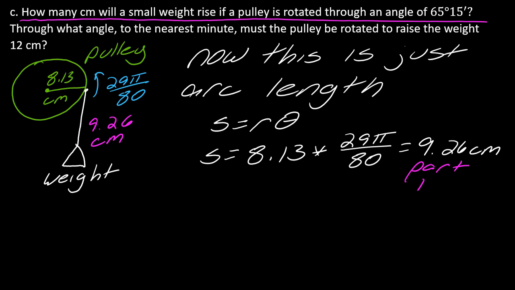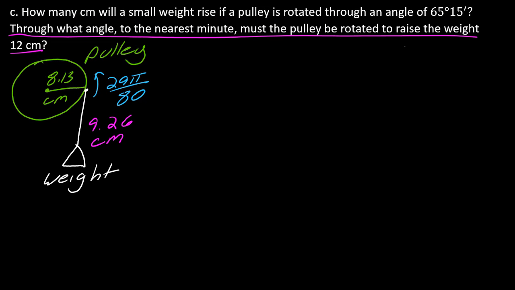Okay, so this is really part one. I'm just going to note that over here just in case we need it, because I'm working through this on the fly. Now let's move to the next question. Through what angle, to the nearest minute, must the pulley be rotated to raise the weight 12 centimeters? We know that the weight already went up 9.26 centimeters, and now I want to figure out how far I have to rotate this pulley to go up 12 centimeters.